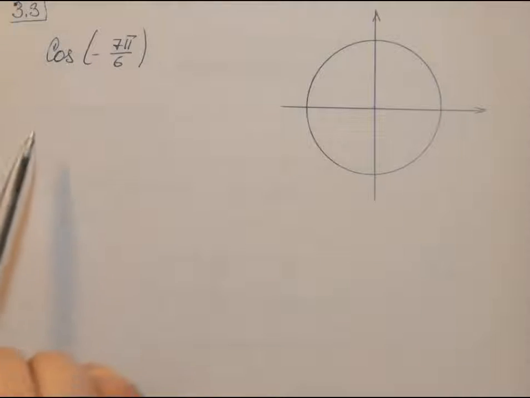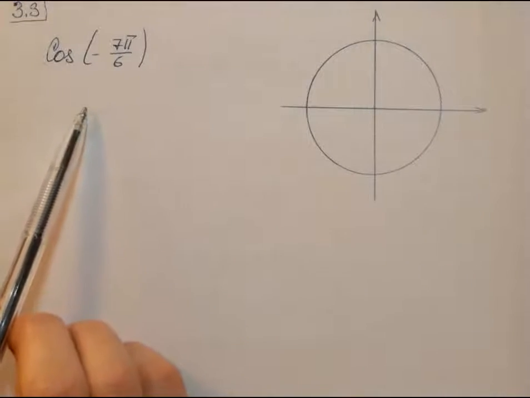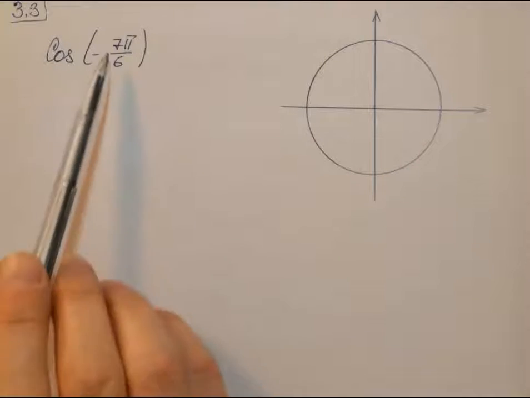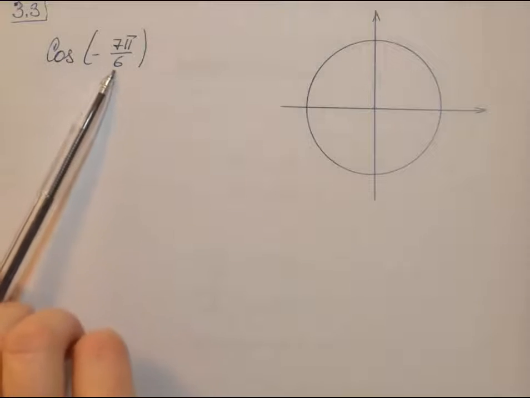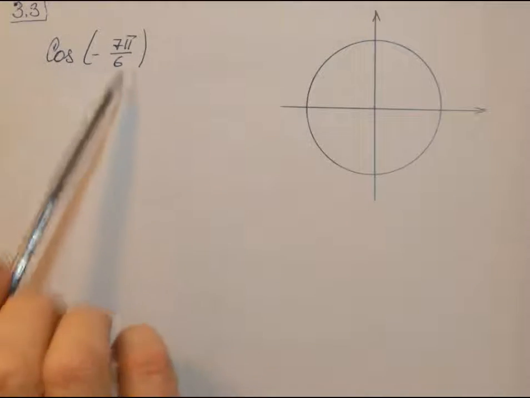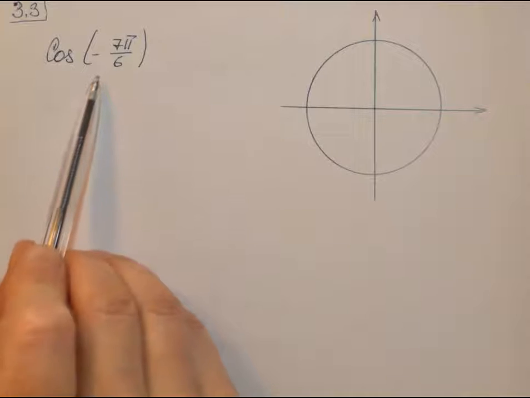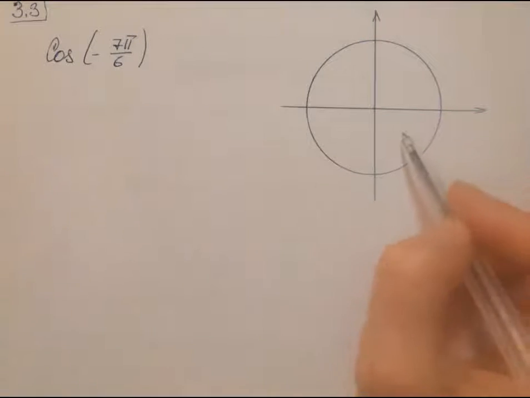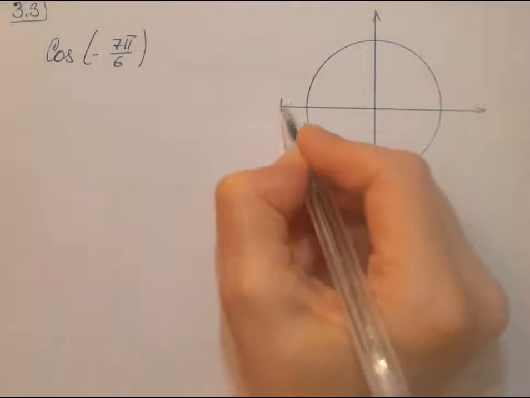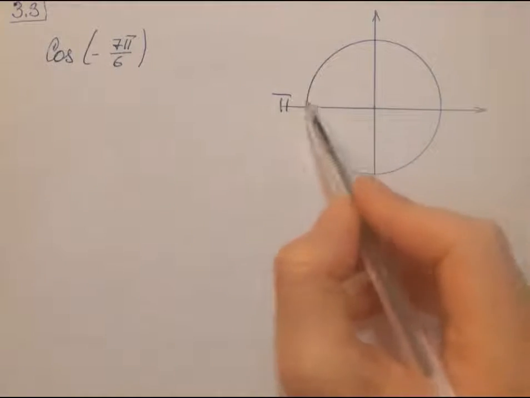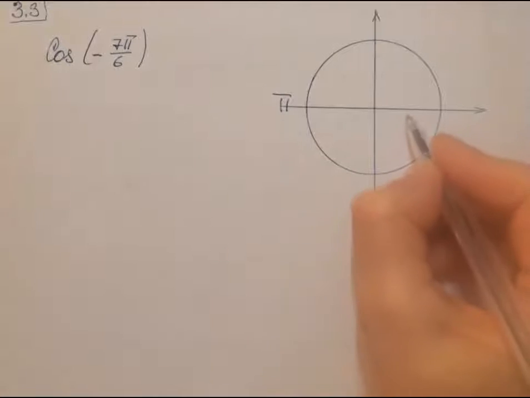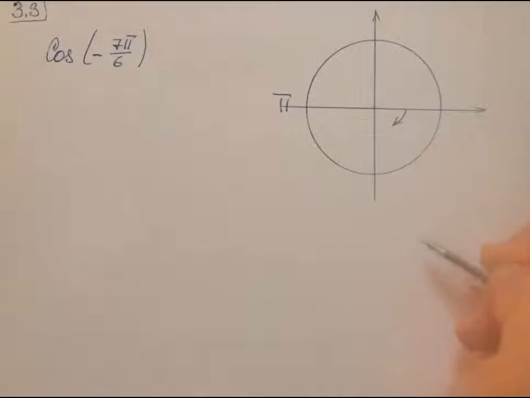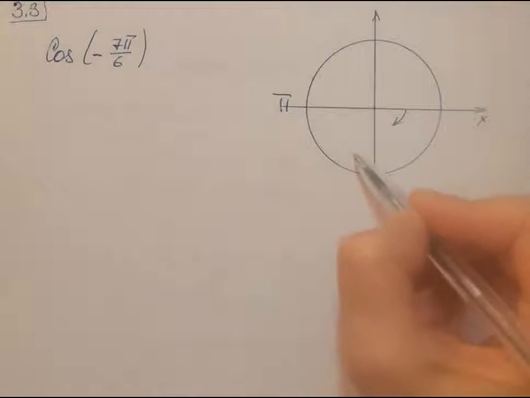Let us find cosine of negative 7 pi over 6. You can convert this angle to degrees if it is more convenient for you, but I prefer to find this angle on the unit circle in radians. So 7 pi over 6. Pi is the half of the circle, or the straight angle. Our angle is negative, so we will move in the negative direction, or clockwise direction, from the positive x-axis.